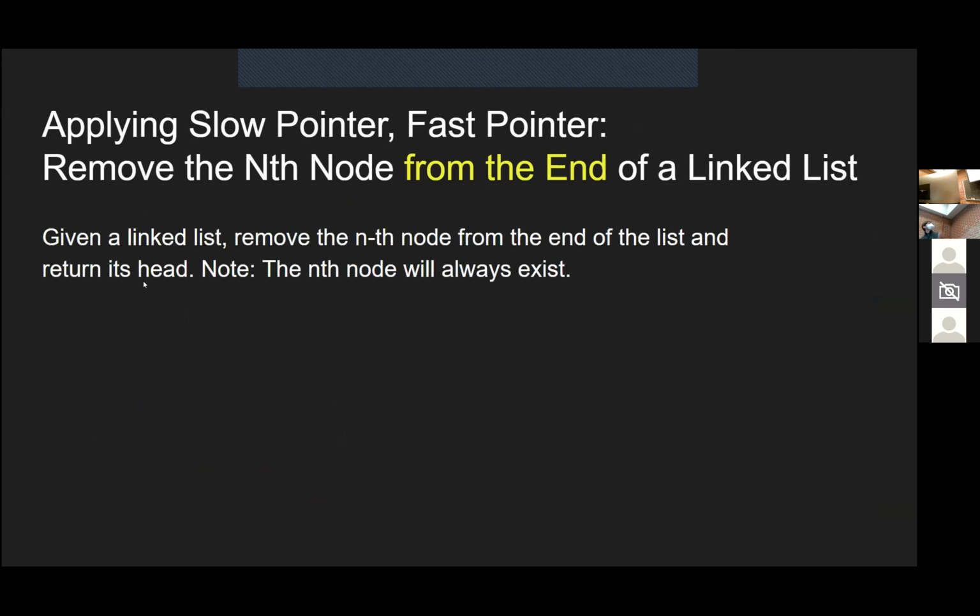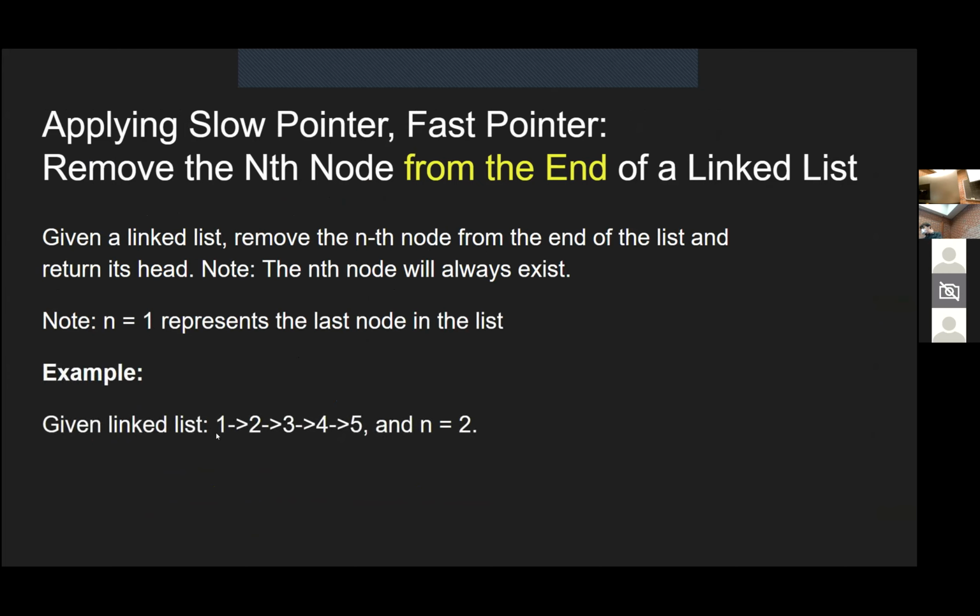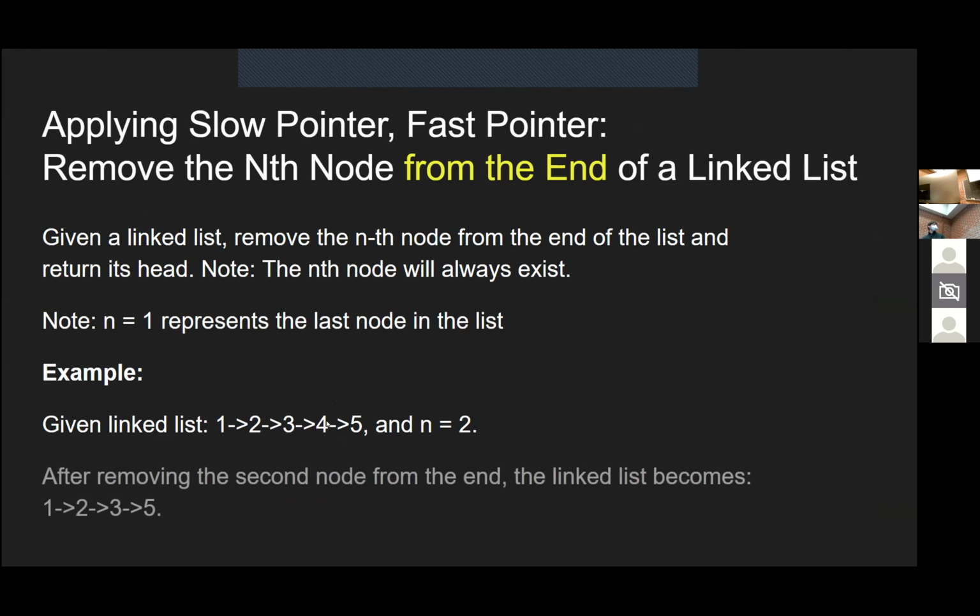Okay, so this is the problem. Given a linked list, remove the nth node from the end of the linked list. Maybe some things we can think about when we're trying to do this problem: we want to note that n equals 1 represents the last node in the linked list. So let's look at this example. If we're given this linked list 1, 2, 3, 4, 5, and n is 2, we want to remove the second node from the end. So second to last node, and that's the 4, right?